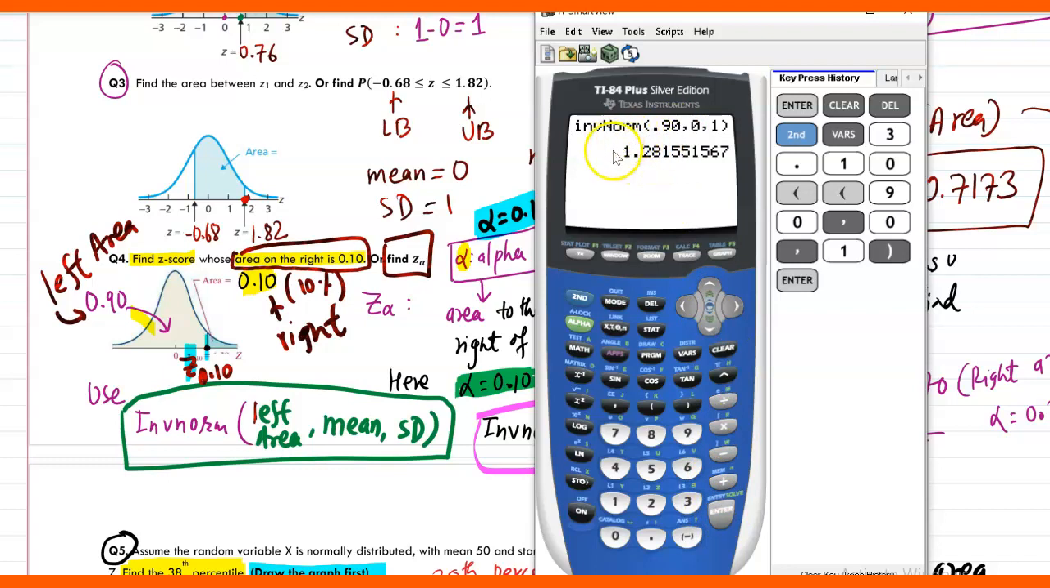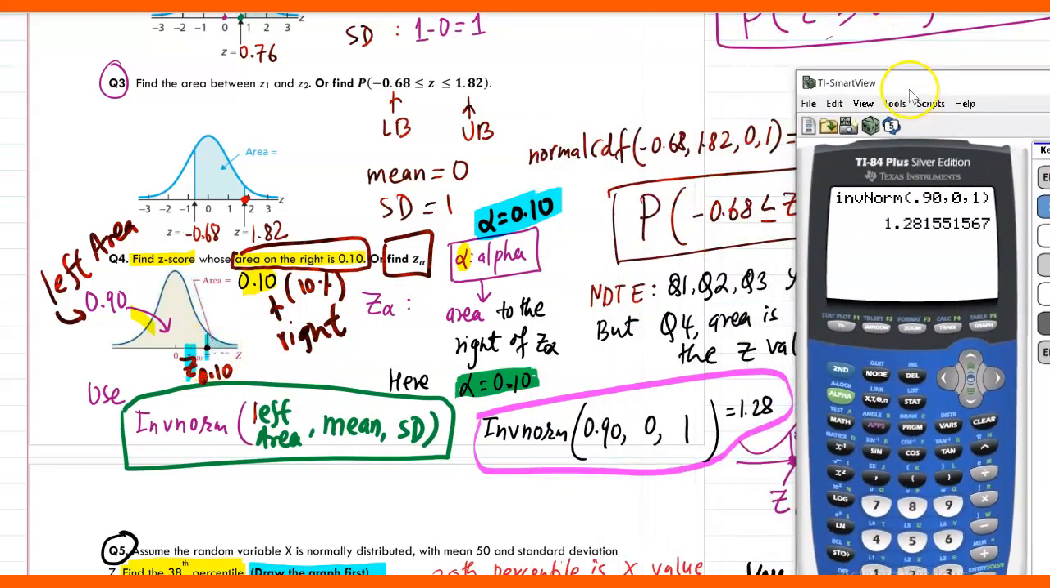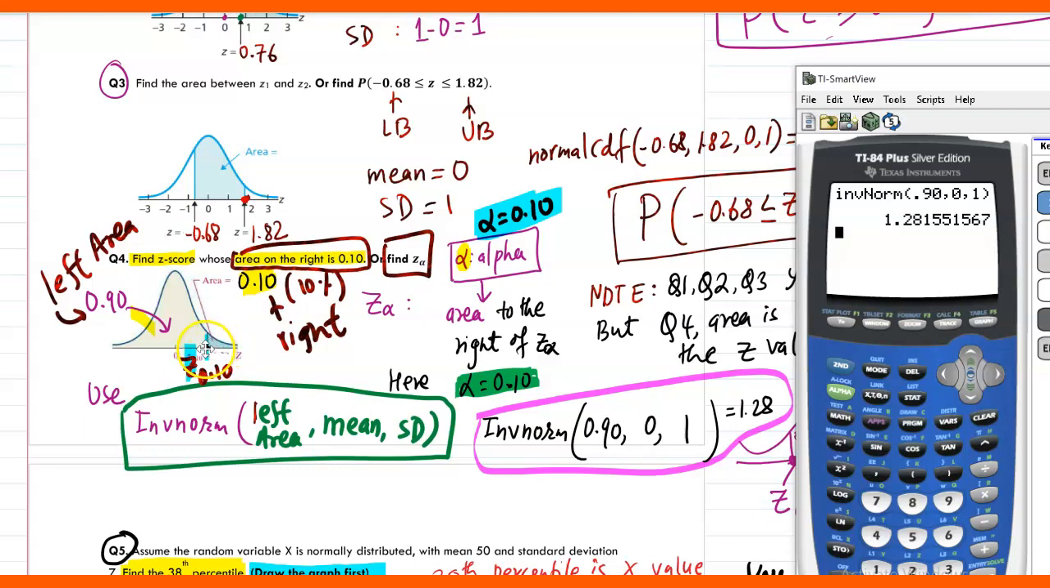That's the value of the Z-score. Therefore, this point here is 1.28. We use inverse normal with 0.90, which is the left area, 0 and 1. Again, 0 is the mean, 1 is the standard deviation. You get 1.28. That's the 1.28 value. That's how you find the Z-score.